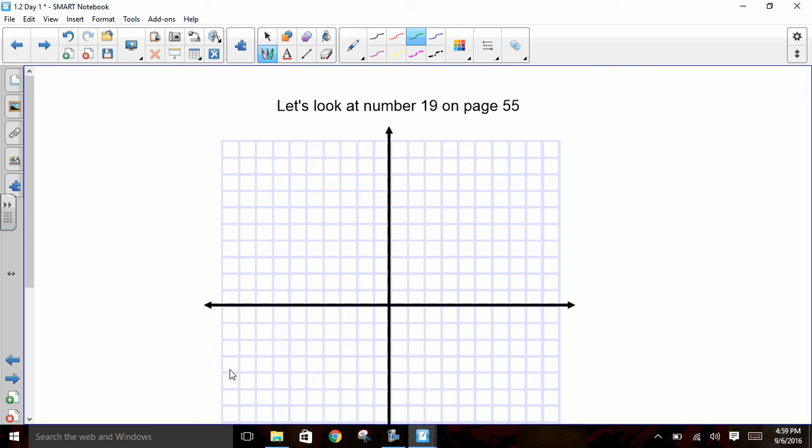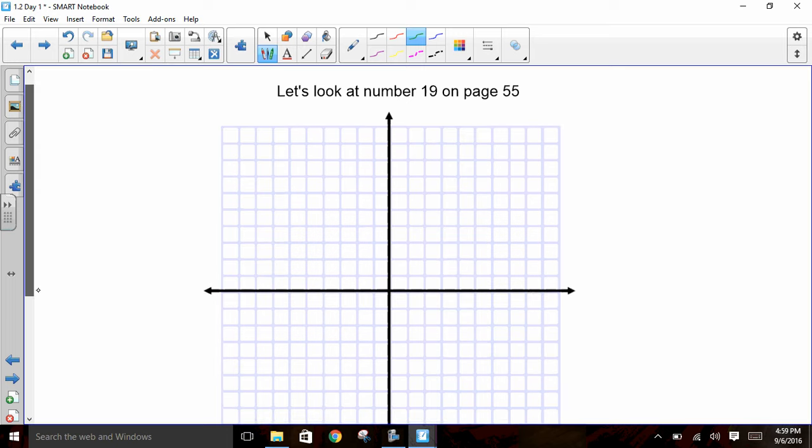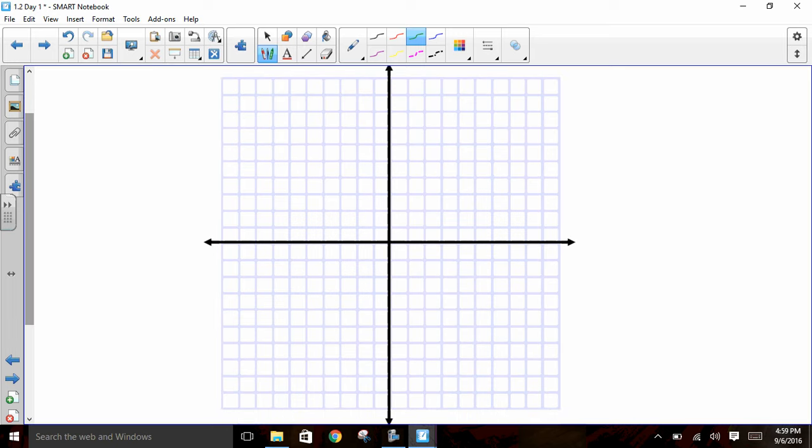Okay, let's go ahead and take a look at number 19 on page 55. So if you don't have your book next to you, go ahead and pause and go get it. I will be slowly putting it on the board. So we have a hole here, and it kind of looks like this. And then we have dots, and then we have a hole, and then we have another hole here. So it, give or take, looks about like that.